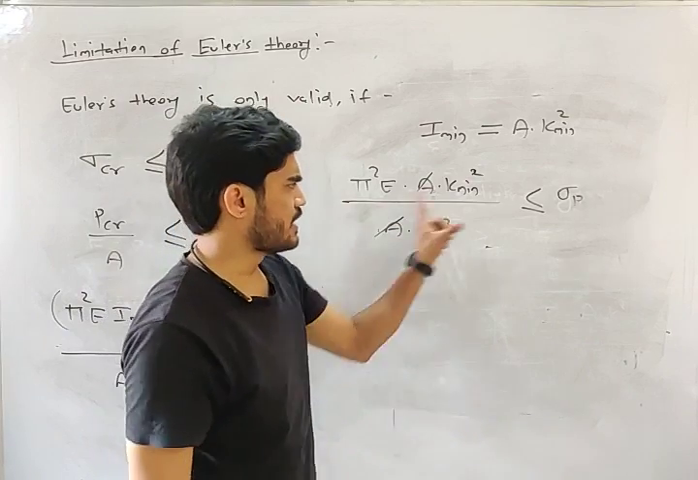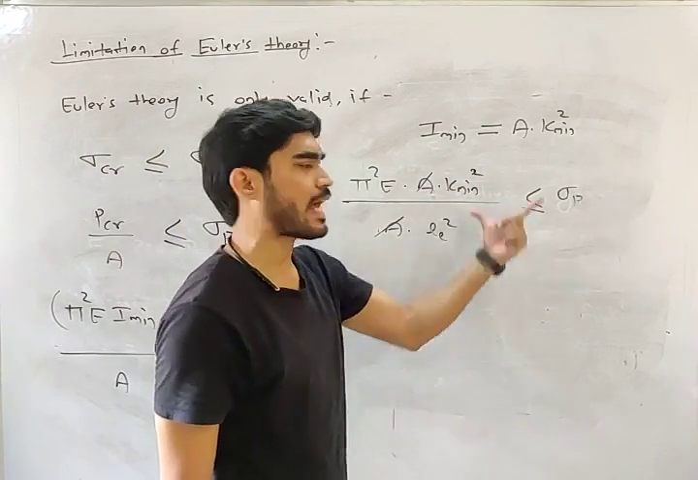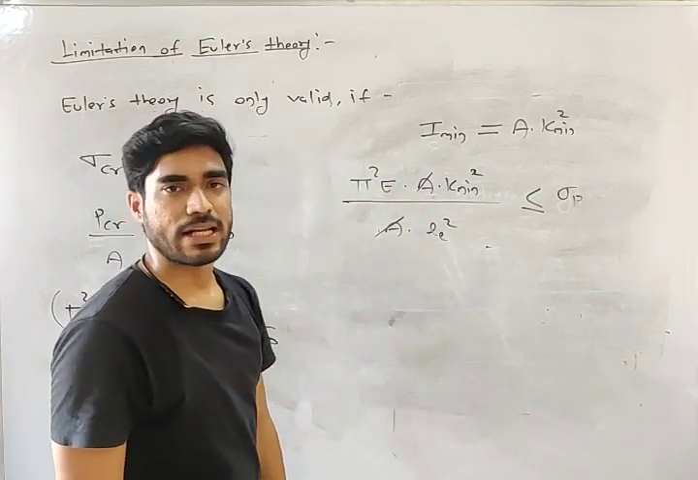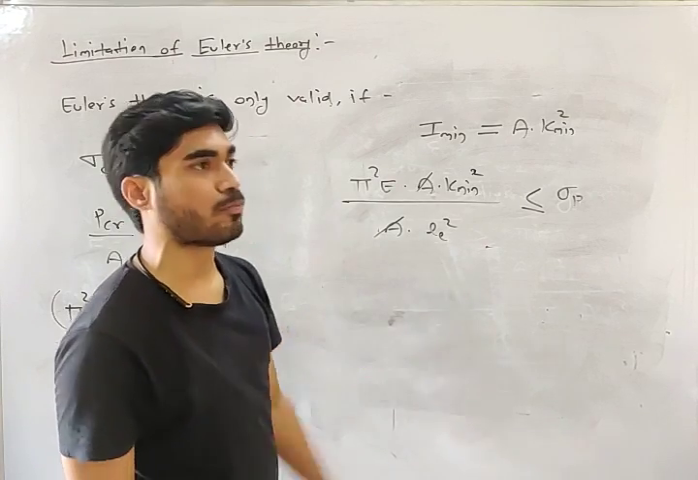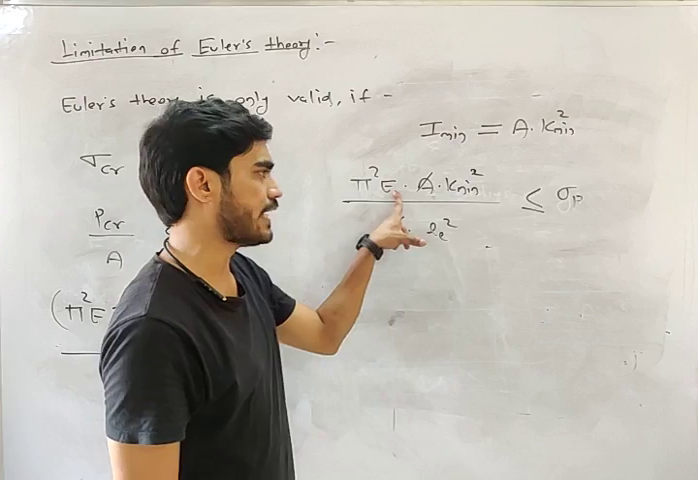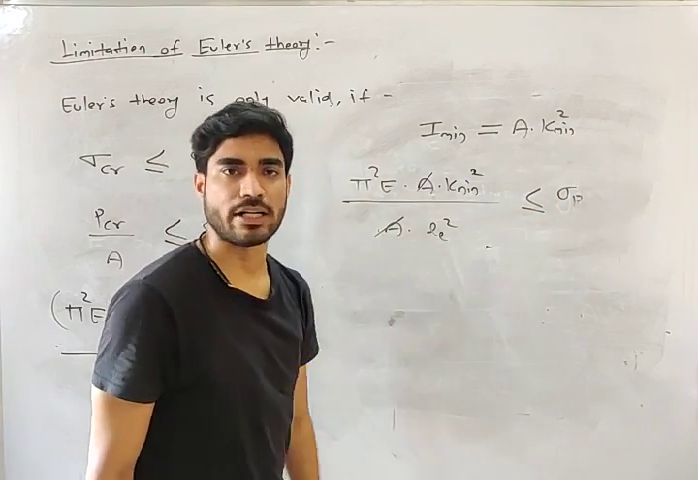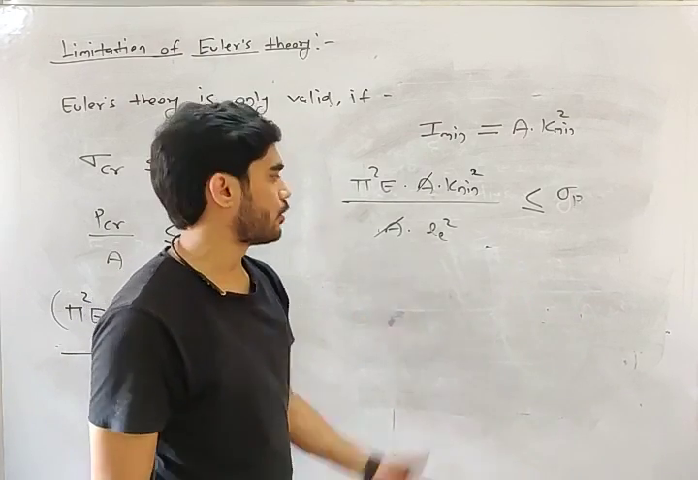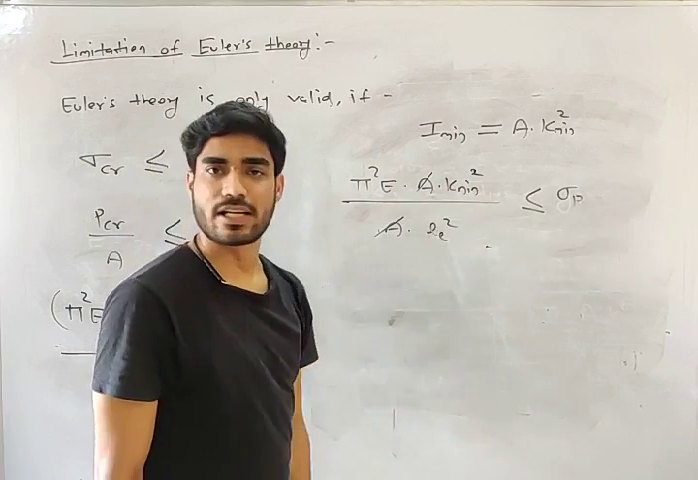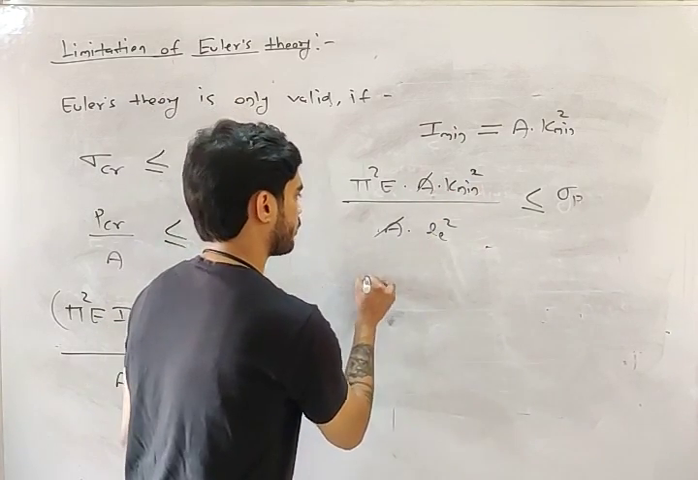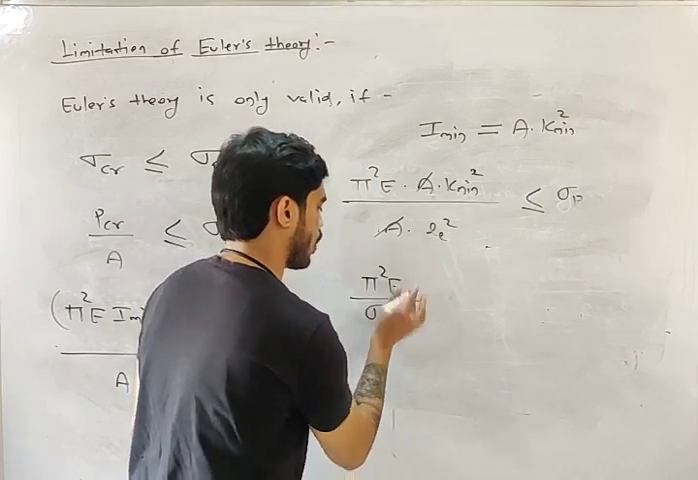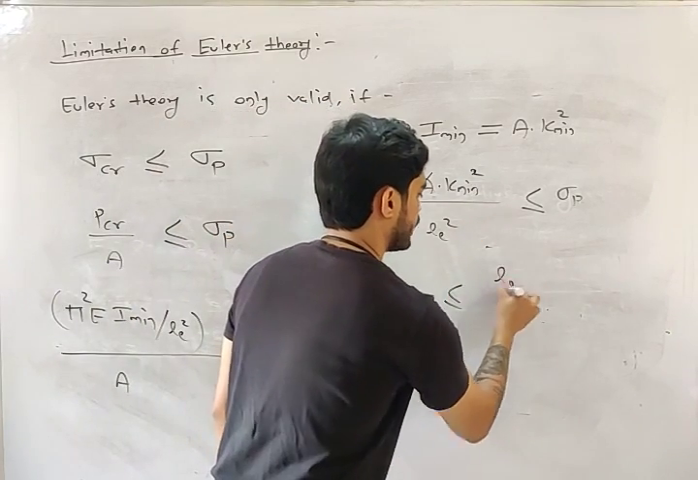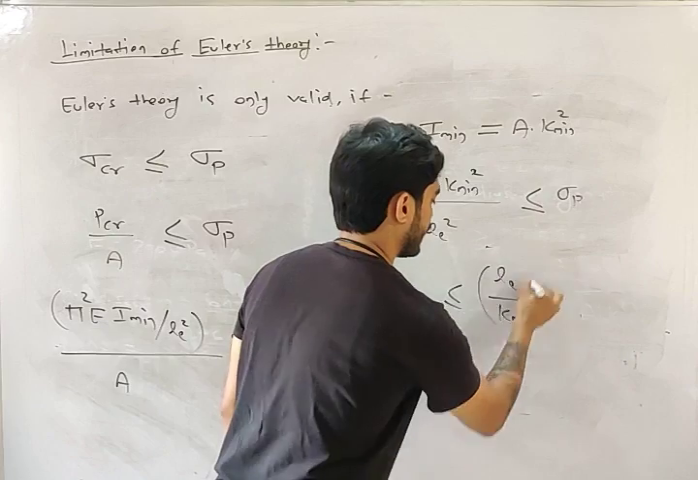Now, my friend, in this equation, you will see two types of parameters. One type of parameter is related to material. Which parameter is related to material? E and sigma P. These two are related to material. And one type of parameter is related to geometry. Which parameter is related to geometry? Length is related to geometry. K is related to geometry. So let's put the material values on one side, and these two on the other side. I can write it like this.